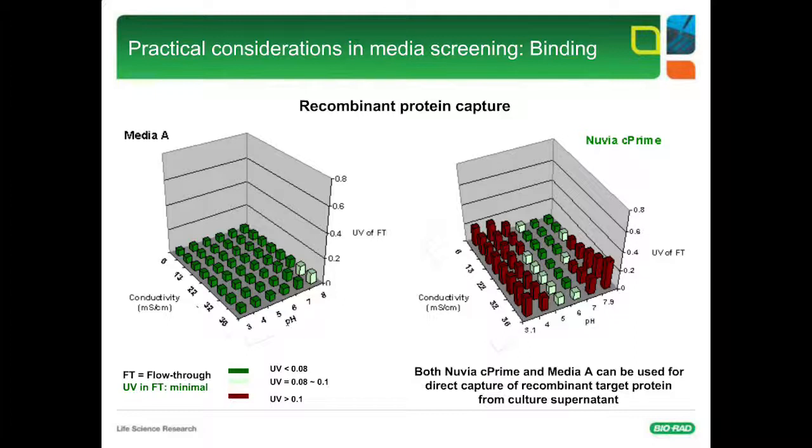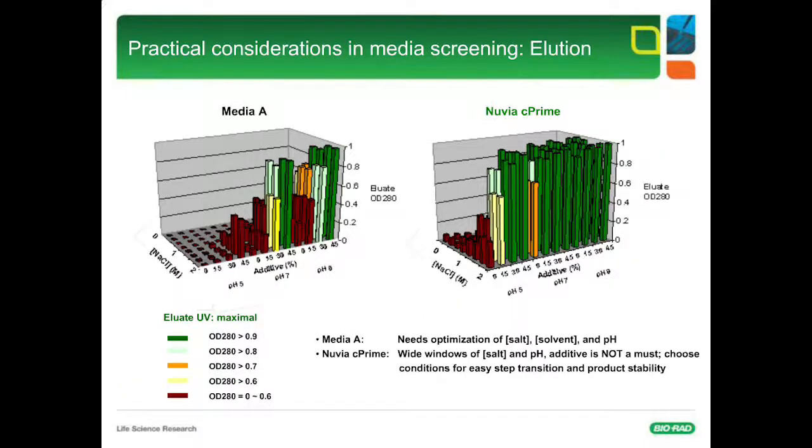And then you have a question when you look at this graph. Like the binding of target protein on media A is not sensitive to pH, it's not sensitive to salt concentration, then how can we do elution? Your concern is confirmed on the next slide.